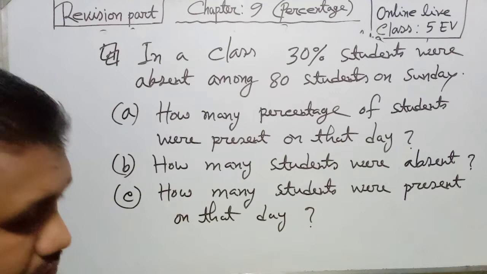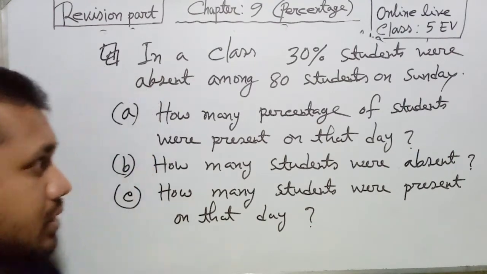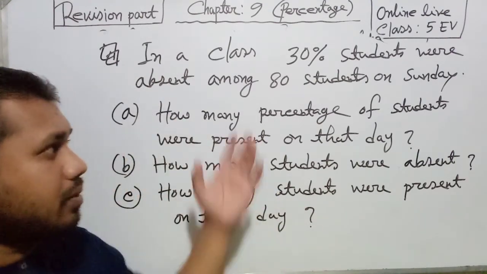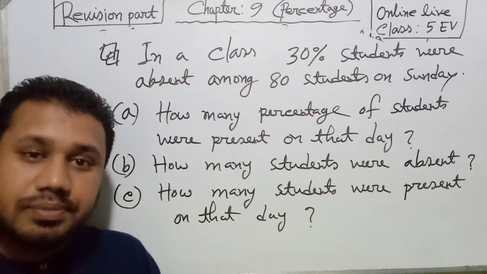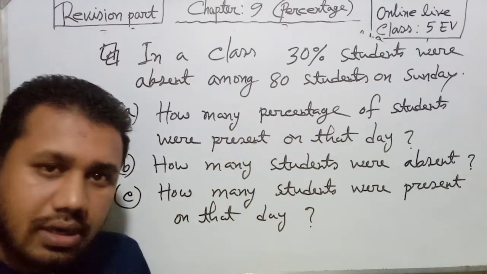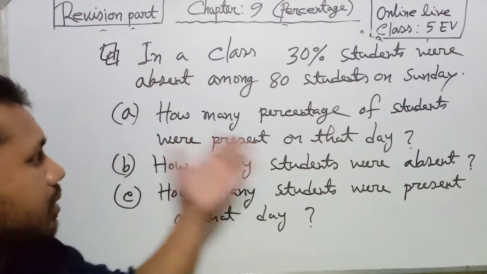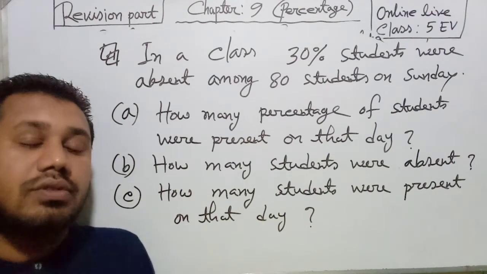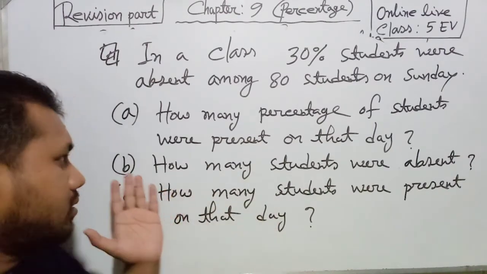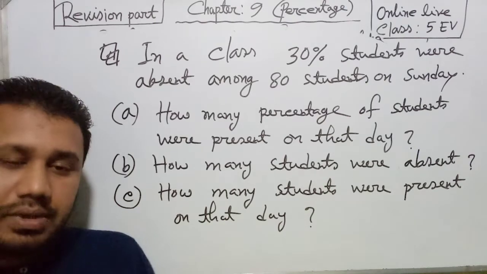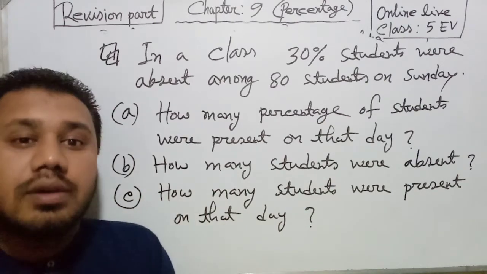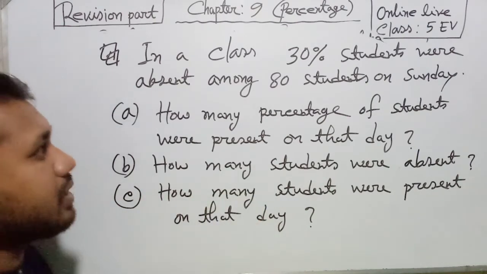Dear students, suppose this is our creative question. In a class or in a school, no problem, 30% of students were absent among 80 students on a Sunday. A number question, what percentage of students were present on that day, B number, how many students were absent, and C number, how many students were present. So this is our question. Now we can discuss.